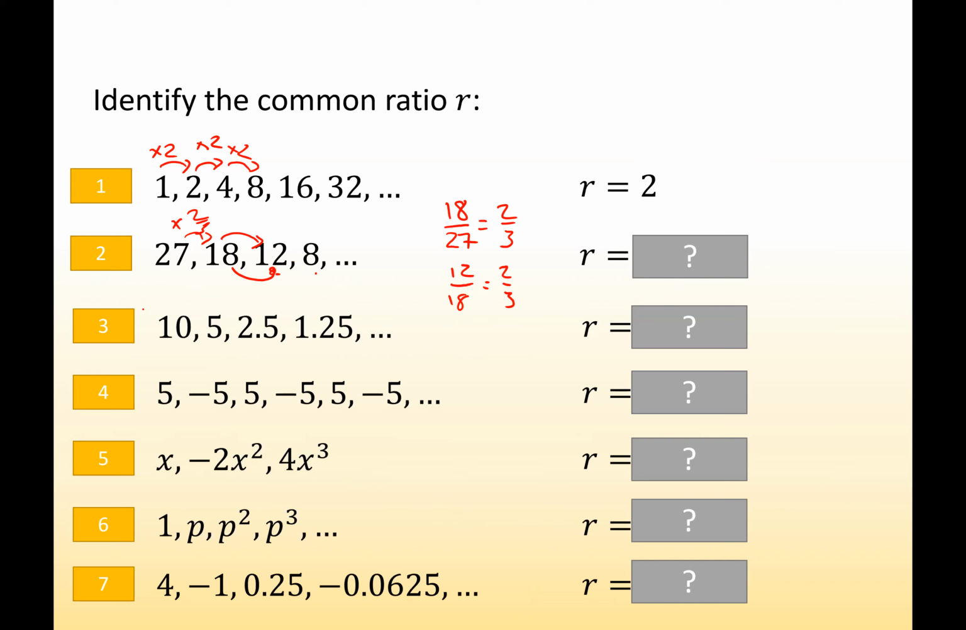Here, I'm thinking this is times 2/3. So I'm going to start off with 27 times 2/3, and that gives me 18. So I know that I've got it right. And there we go. There are 1, 2, 3, 4, 5 more to go. Pause the video, have a go at them, and then when you're ready for the answers, press play again.